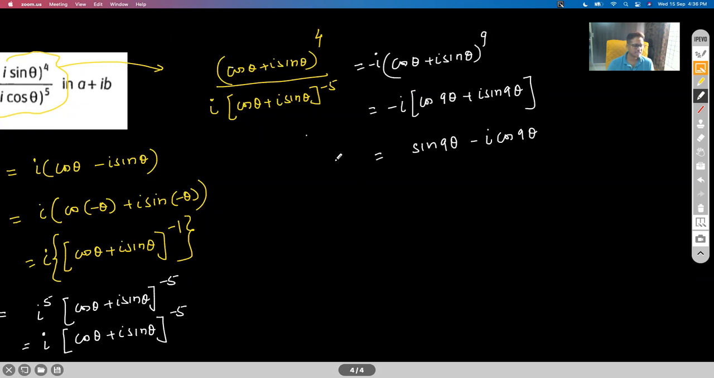And just compare it with A plus iB. When you do that, A becomes sin 9 theta and B becomes minus cos 9 theta. I hope those who have solved it would have got this as your answer.